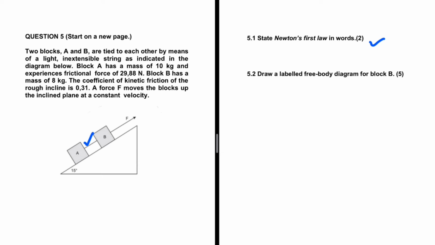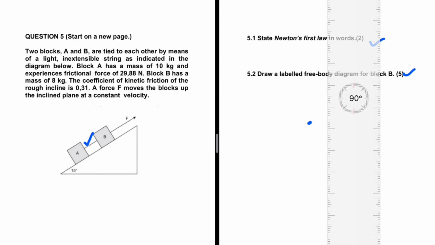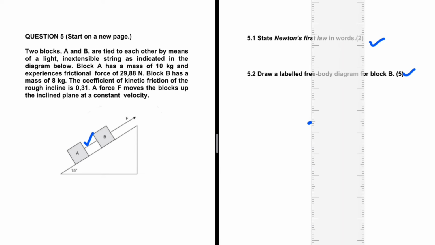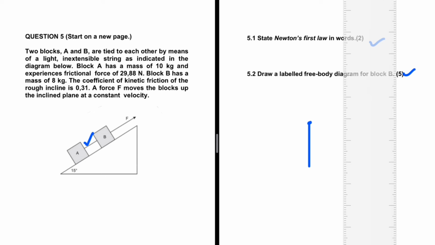Let's take a look at 5.2, the free body diagram for block B. This is out of 5 marks, so we are expecting our free body diagram to have 5 forces. So let's go ahead and take a look. First things first, we have the weight. So there we go. We have the weight of the object, that is block B.